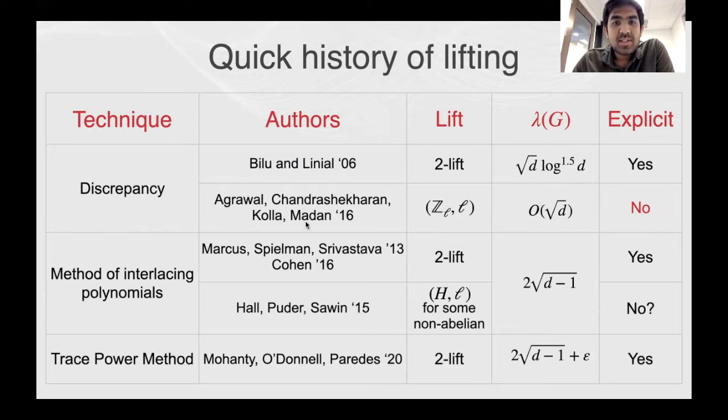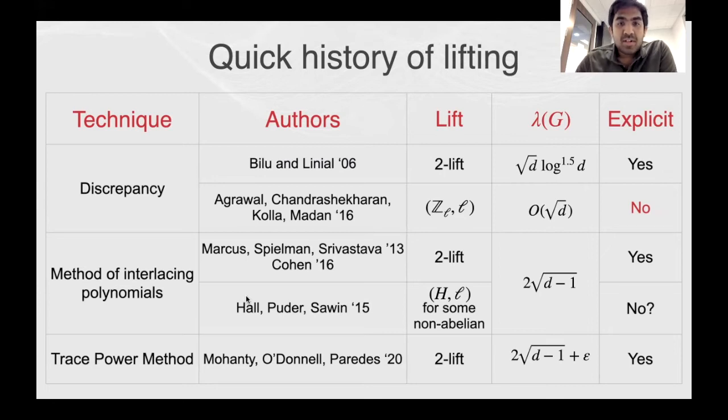Now, this was extended recently by Agrawal, Chandrasekaran, Kolla, and Madan to ZL lifts for L going all the way to 2 to the n, roughly. And they also improved the spectral gap, the spectral guarantee. However, it's an existential result. It's not an explicit construction.